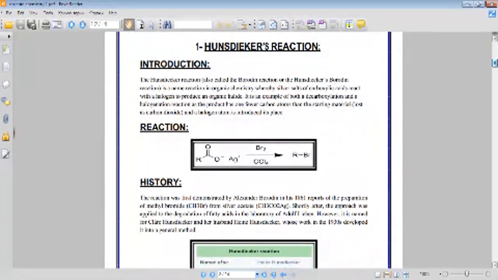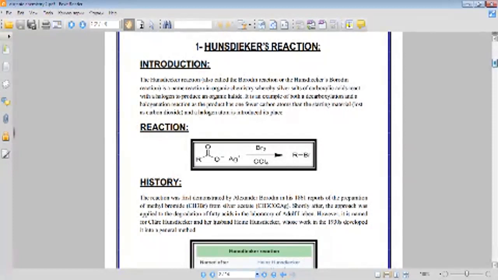The Hunsdiecker reaction, also called the Borodin reaction or the Hunsdiecker-Borodin reaction, is a named reaction in organic chemistry whereby the silver salt of a carboxylic acid reacts with a halogen to produce an organic halide. It is an example of both decarboxylation and halogenation reactions, as the product has one fewer carbon atom than the starting material, which is lost as carbon dioxide and a halogen atom is introduced in its place.